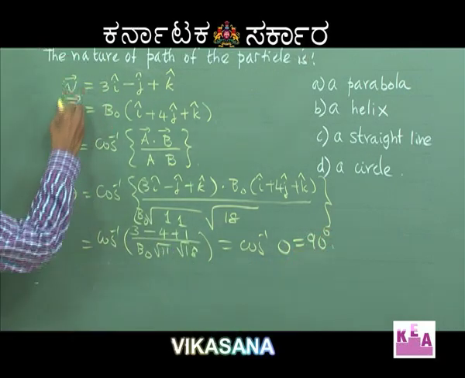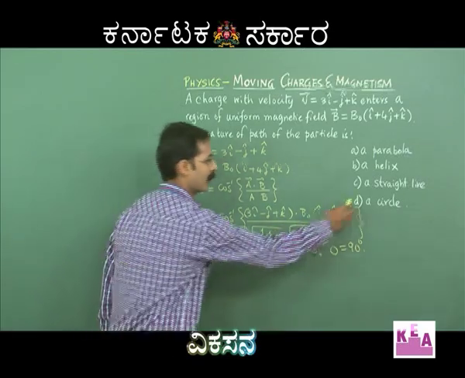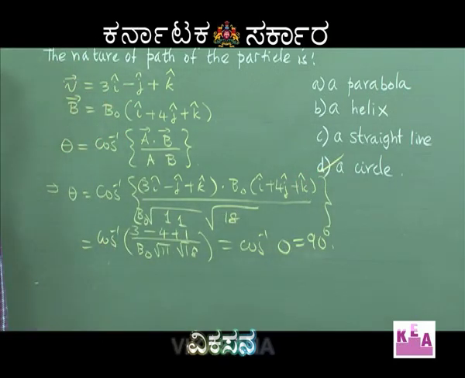The angle between velocity and magnetic field turned out to be 90 degree, that is velocity is perpendicular to magnetic field, therefore the path of the particle has to be a circle. The answer is D, the path is a circle.